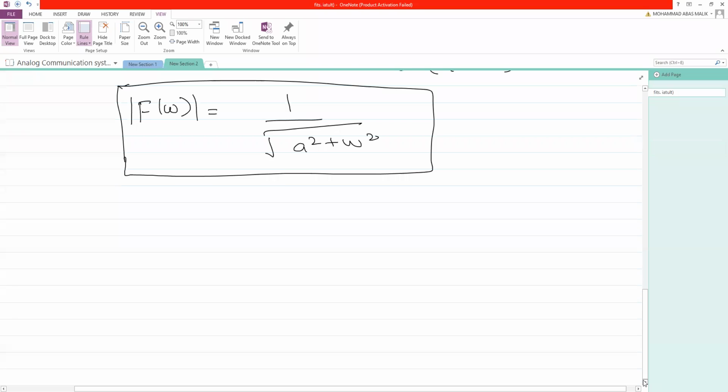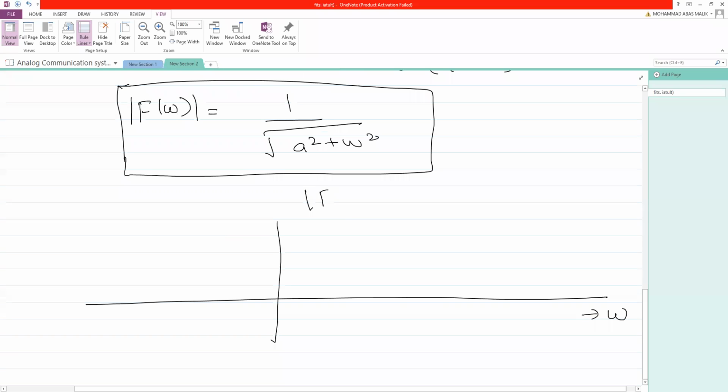Equation is given, and from the equation, what you conclude. Now you draw the graph like this. This is omega, and this will be mod of F of omega. Now, first try putting the value of omega equal to 0. When omega is equal to 0, now tell me the value of mod of F of omega. Put the value of omega equal to 0. Tell me. Yes?